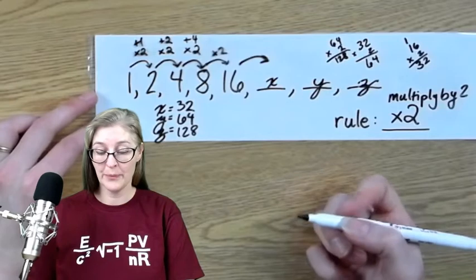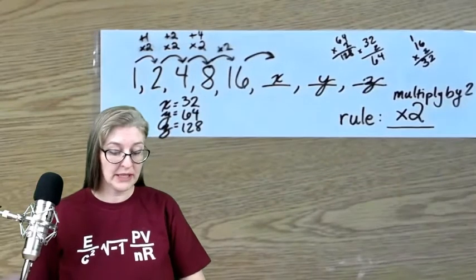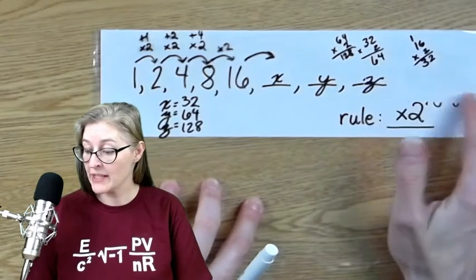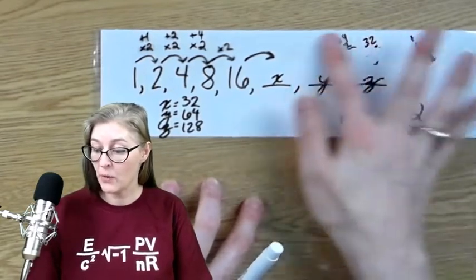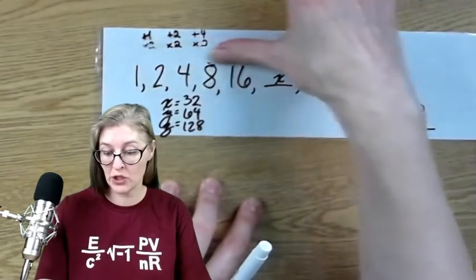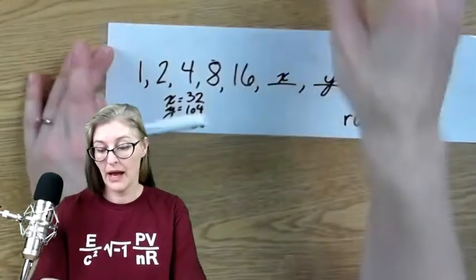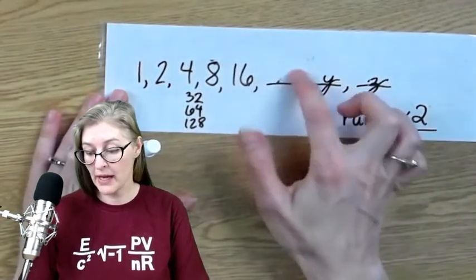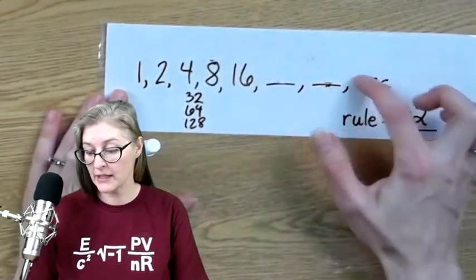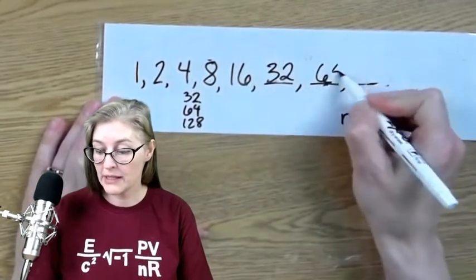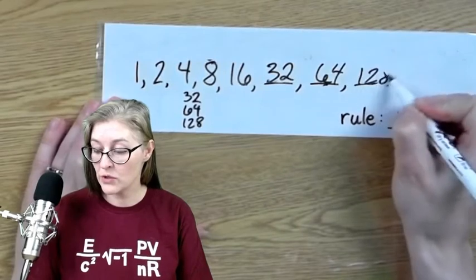So I know the rule is multiplying by 2, and I know that the next 3 terms, when I erase all this other work and simplify it all back down to show you, I simply have, we'll even do it this way and show you just on the lines, 32, 64, and 128.